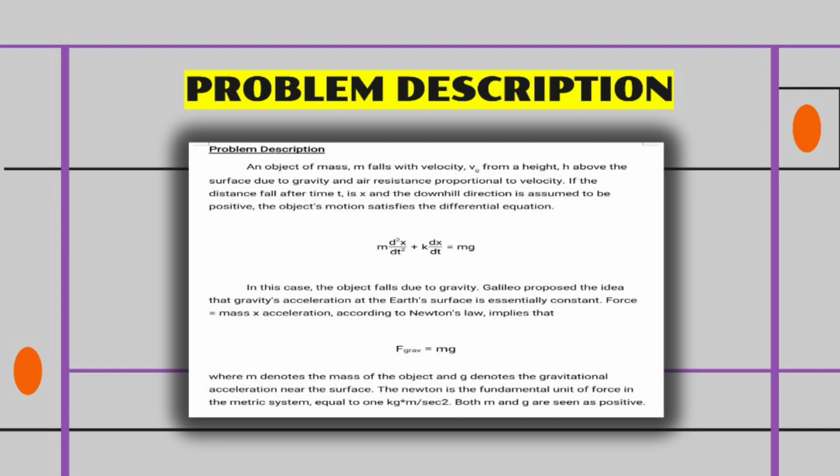Galileo proposed the idea that gravity's acceleration at the Earth's surface is essentially constant. Force equal to mass times acceleration, according to Newton's law, implies that F equals mg, where m denotes the mass of the object and g denotes the gravitational acceleration near the surface. The newton is the fundamental unit of force in the metric system, equal to 1 kg times m over sec squared. Both m and g are seen as positive.